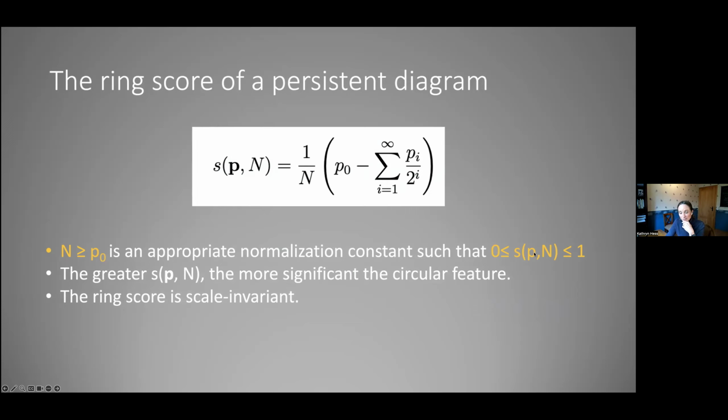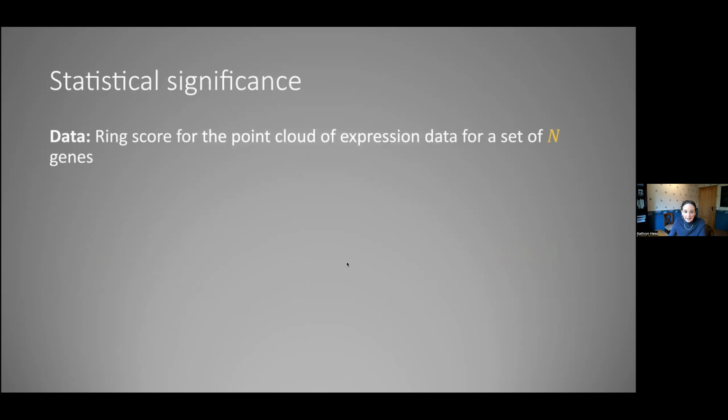And we're going to get a number that's always somewhere between 0 and 1. The greater this number is, the more significant the circular feature. If we applied it to something that was really a circle, we would get 1. And the closer it is to 1, the closer it is to being something that's actually circular. Importantly, because we're thinking about things topologically, this ring score is actually scale invariant. If I take the same point cloud and I blow it up or shrink it down, I'm going to get the same ring score. So again, the closer the ring score is to 1, the closer it is to actually being a real circle. So how do we use the ring score to determine the statistical significance of what we have?